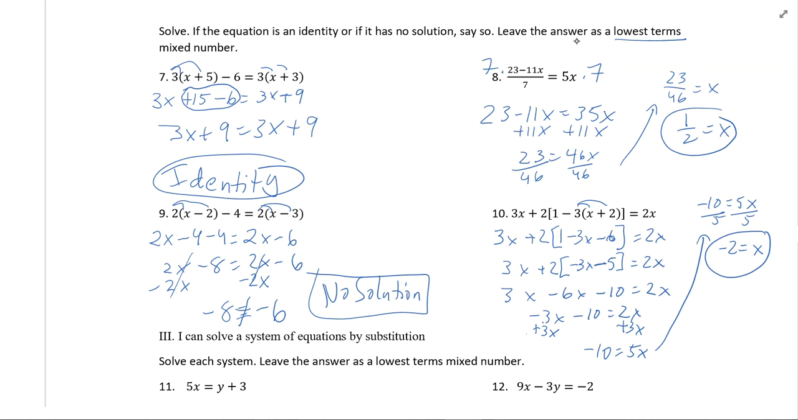But the directions say, leave the answer as a lowest terms mixed number. So I need to reduce this. 23 over 46 reduces to 1/2, so x equals 1/2. All right, let's go ahead and take a look at number 10.